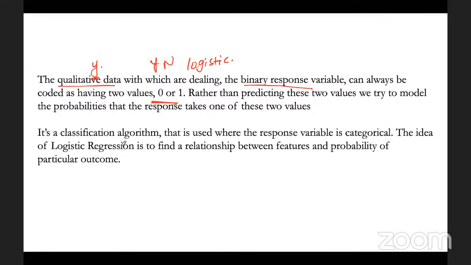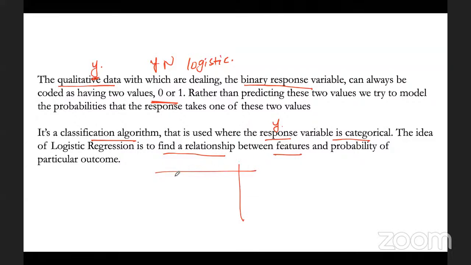So you can also say the logistic regression is a classification algorithm. We'll discuss what we mean by classification algorithm. When we have a categorical variable as the response variable, that means the y variable or dependent variable, then we'll use logistic regression. In this case, logistic regression is used to find the relationship between the features and the probability of a particular outcome.